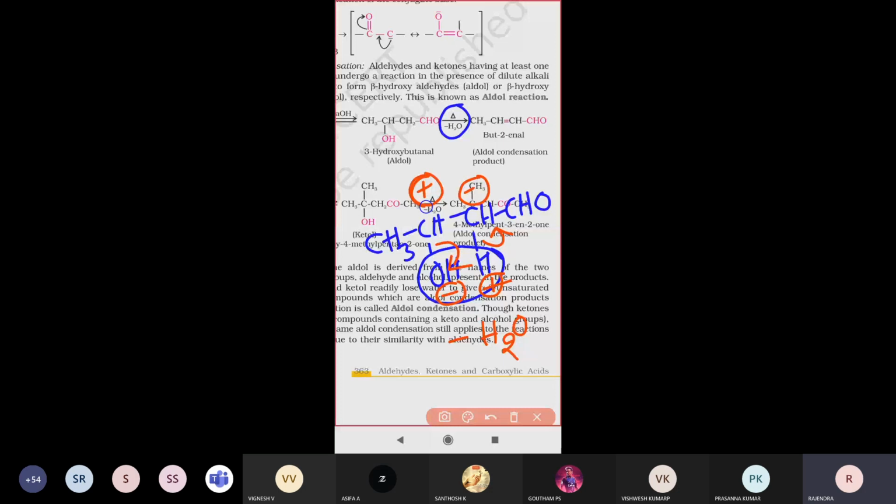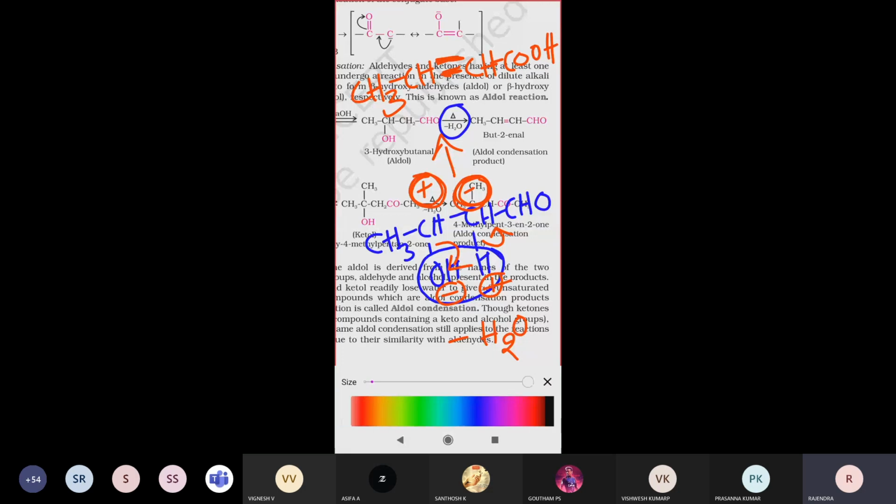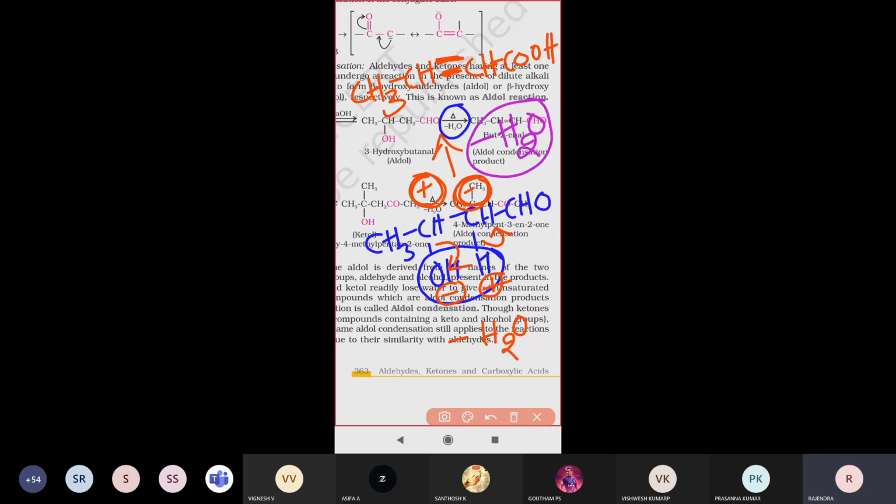So finally what you get is CH3 CH, already one bond is existing between the CH and CH, then CHO, and the plus and minus will form a new bond. So this is called aldol condensation. One water molecule is eliminated. The removal of a water molecule is called aldol condensation reaction.